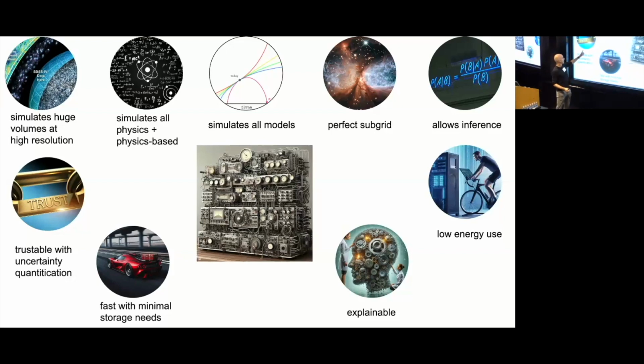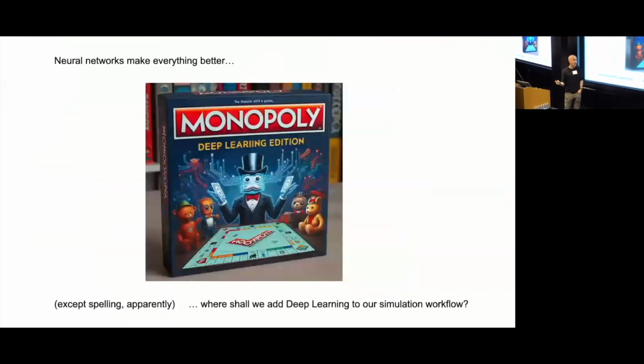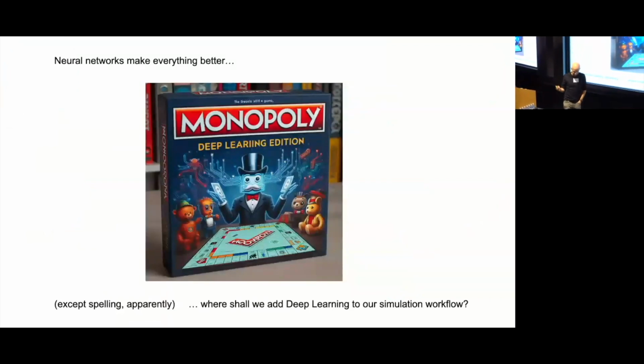And then related to that is, can we actually trust the results, right? And can we at least quantify the uncertainties, our relationship with the systematic and statistical errors, quantitatively? And we'd like it to be very fast. And also we'd like to have low storage needs, right? Which will be important as well. Okay, so we add neural networks to solve all of these things, right? Neural networks make everything better, apparently, right? And so we need to know where we're going to put deep learning into this workflow of our simulations, right?